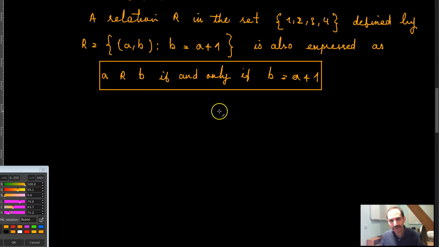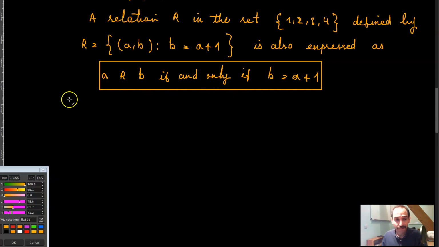And so we may use it in this text whenever it's convenient, which means it's basically the same thing. So R is a relation in the set A, defined by this rule, for example b is equal to a plus 1, and that is expressed by aRb if and only if b is equal to a plus 1. Okay.